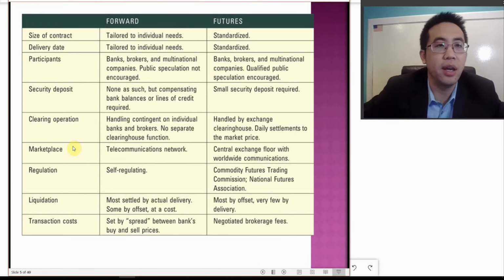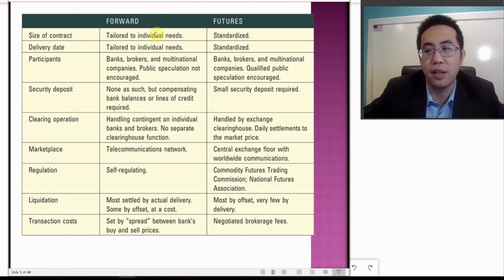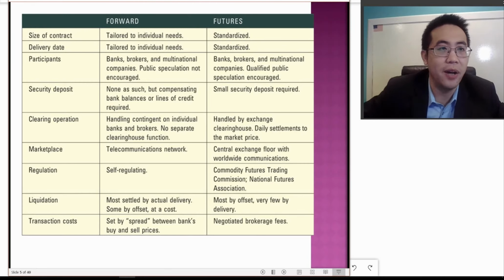Okay, and here is a more detailed comparison between forward and futures. So for the size of a contract, the forward is more individualized. You can set a contract of $3 or let's say $179 million and 0.05 cents. Any number you like to put in the contract, that's fine. But for futures, it has to be 100,000 Australian dollars, 100,000 New Zealand dollars. That's kind of a standard amount.